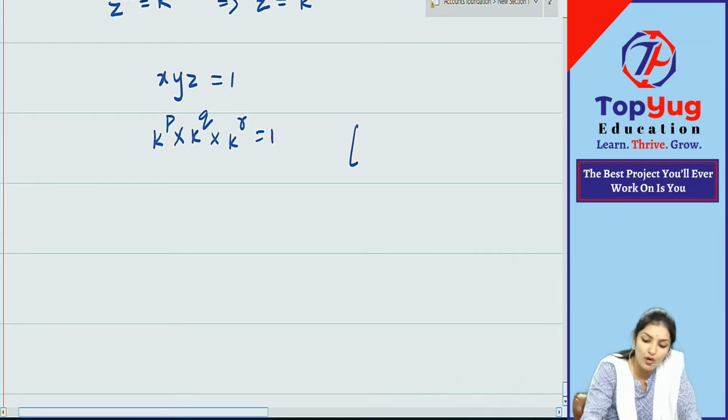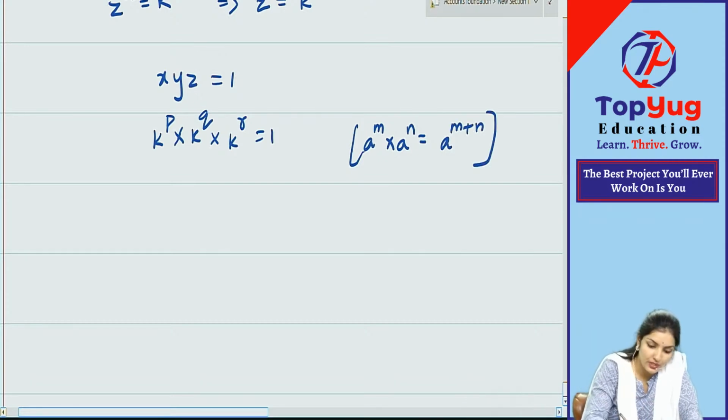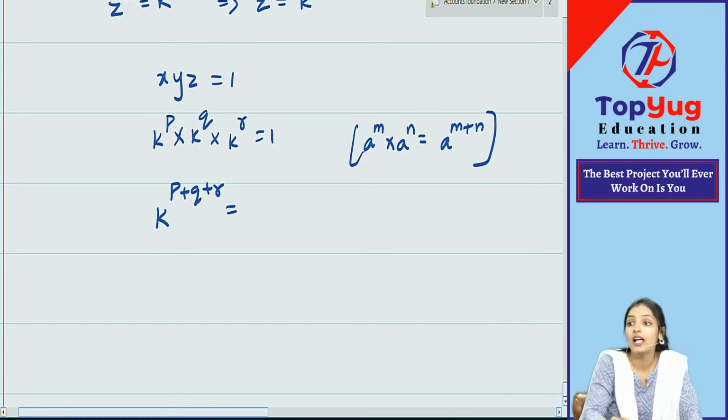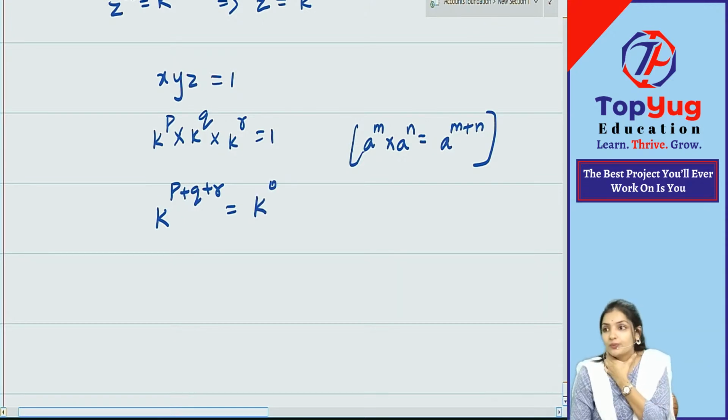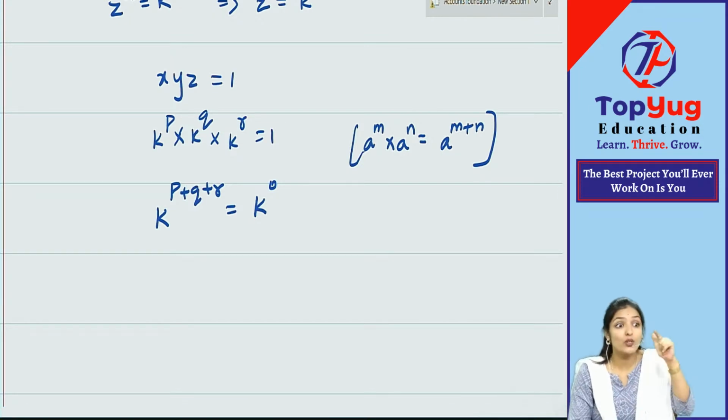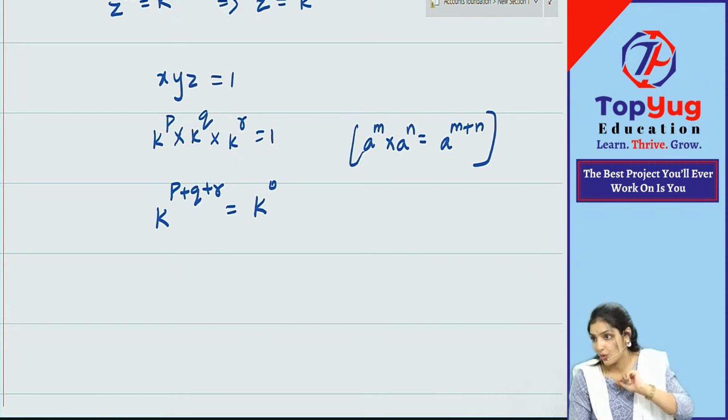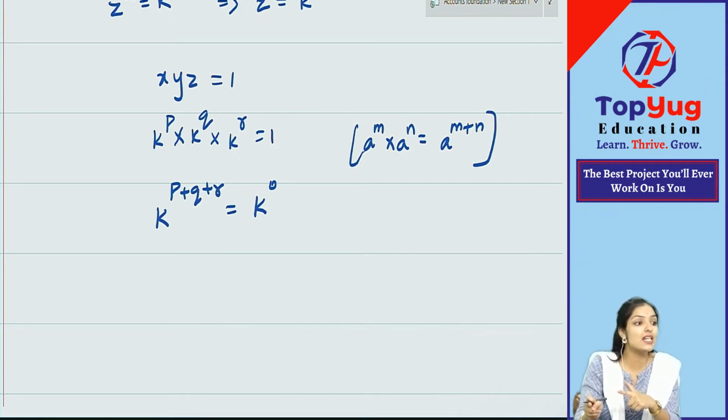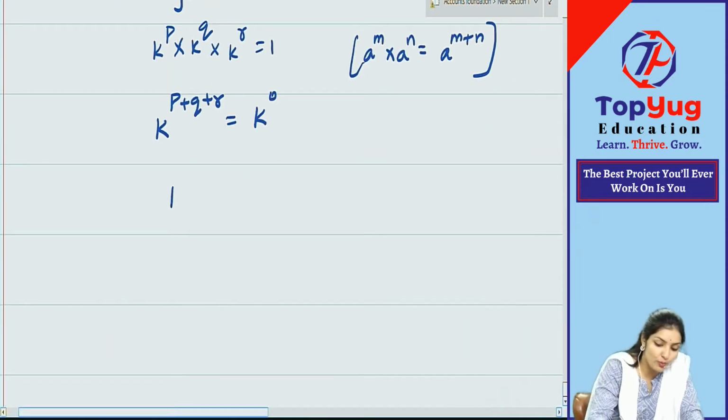So this is in the form of a to the power m into a to the power n, a to the power m plus n, I can write. Now I can write k to the power p plus q plus r. Can I write 1 as k to the power 0? Why am I doing it? I want the same base. So I have to think out of the box. Now the bases are same, what can you do? Equate the powers. Therefore, p plus q plus r is equal to 0.